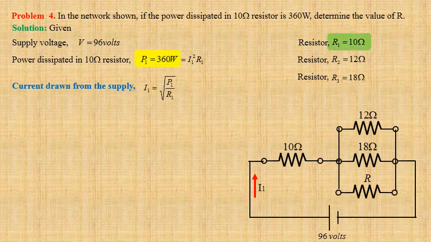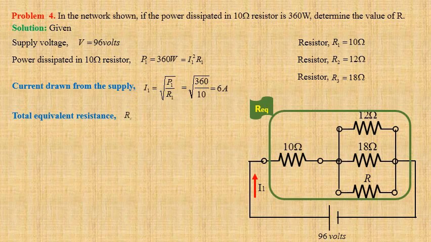Using values we get root over 360 divided by 10, that gives us 6 ampere. Total equivalent resistance of this network Req equals V divided by I1. Using values we get 96 divided by 6, that gives us 16 ohm.